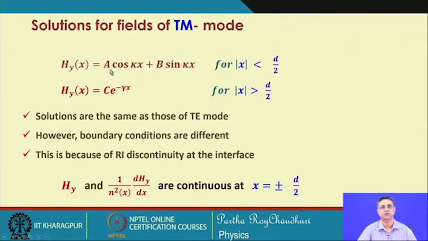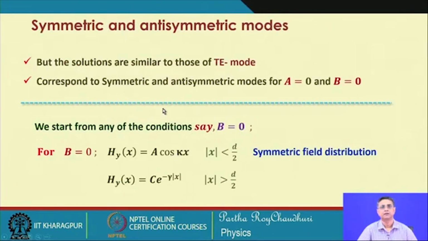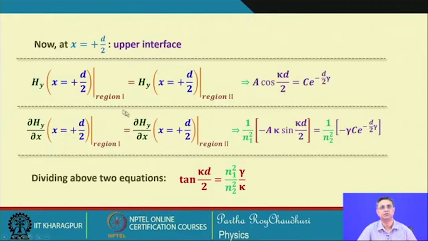If A equal to 0, you can see Hy will be antisymmetric, but if B equal to 0, you can see that Hy will be symmetric modes, that is A cosine kappa A. So, for B equal to 0, that is for symmetric field distribution, this is the same as the one which we have discussed for the TE modes, and we put the boundary condition and dividing these two equations in the same way, we end up with this condition.